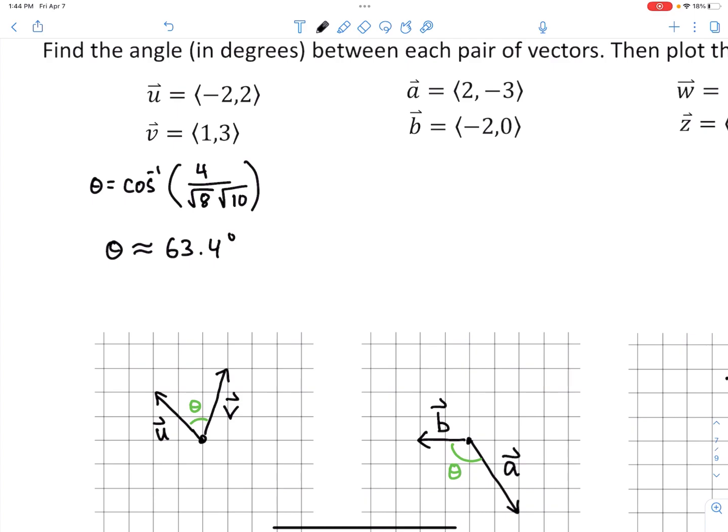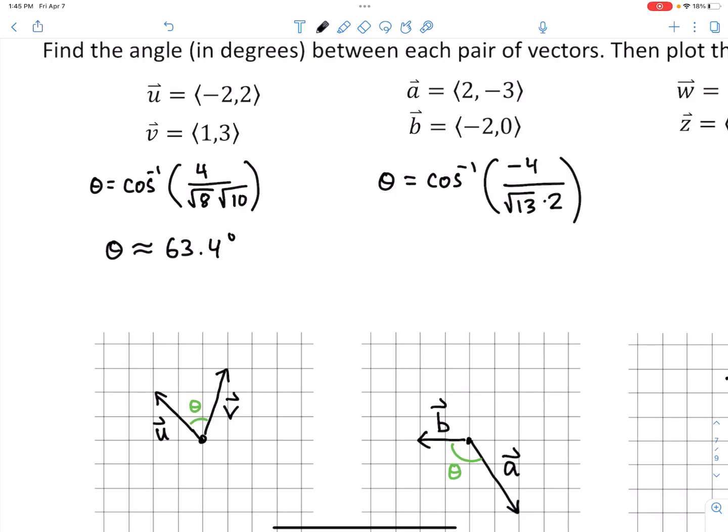Now in the next case, our theta will be the arc cosine of, and we're going to do the dot product of these two vectors. So we do 2 times -2, which is -4, and add that to 0, so we just get -4, and divide that by the product of the magnitudes. The magnitude of A, square 2, square -3, so that's 4 and 9, add them together, we get 13, and take the square root. Do the magnitude of vector B. Now vector B's magnitude is quite easy because it has no vertical component. Its length is clearly 2. But if we did the formula still, we would square -2 and get 4, square 0 and get 0, and add them together and get 4, and then take the square root. Well, that just takes me right back down to 2.